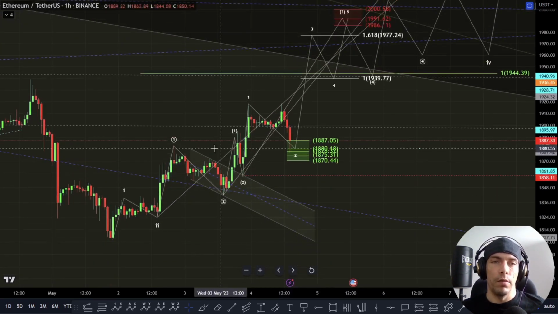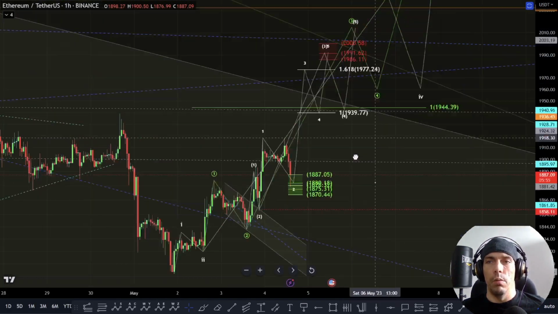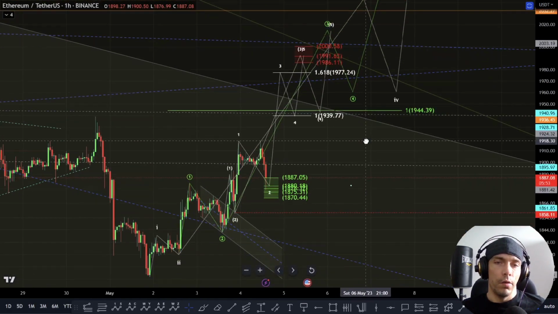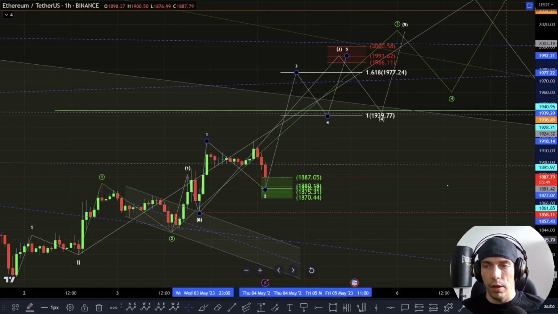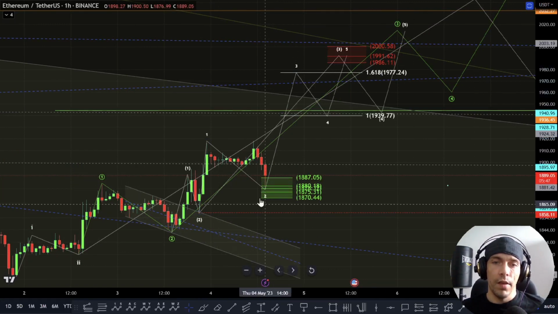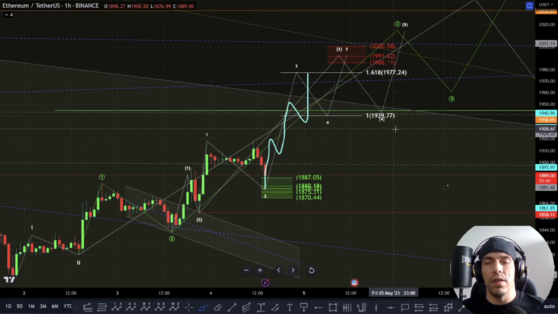And basically, if I just change the color of this one here, what this would mean is we are within this green third wave here. So what we'd be looking for as confirmation of this count would be to actually hold this 1858, and then see whether we get a bigger 5 wave move up here. 1, 2, 3, 4, 5 towards 1977.